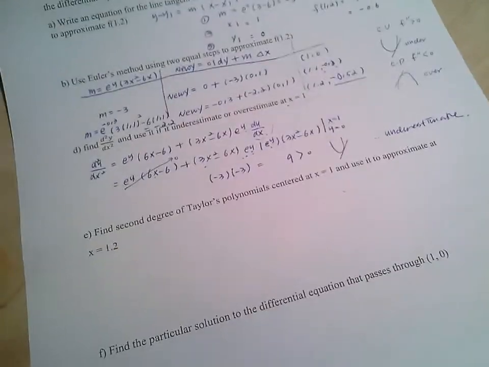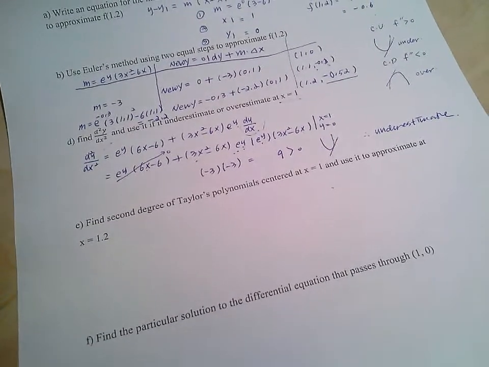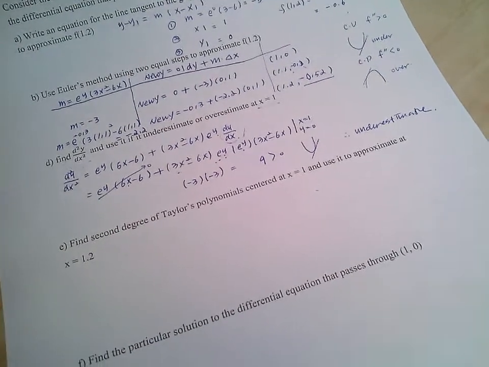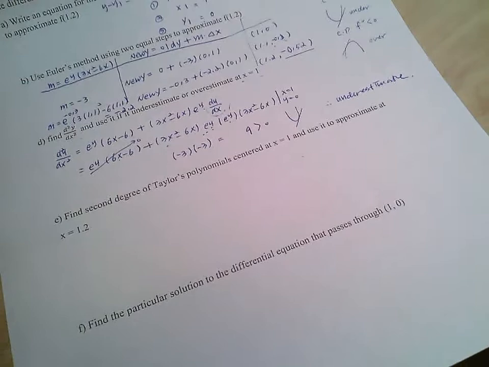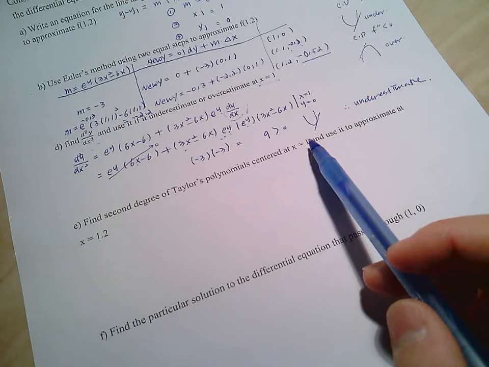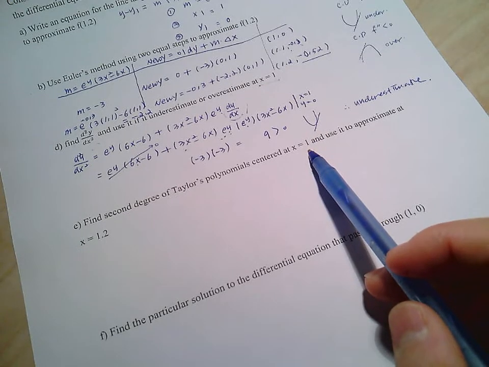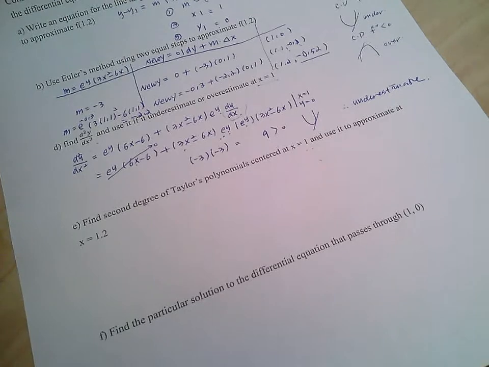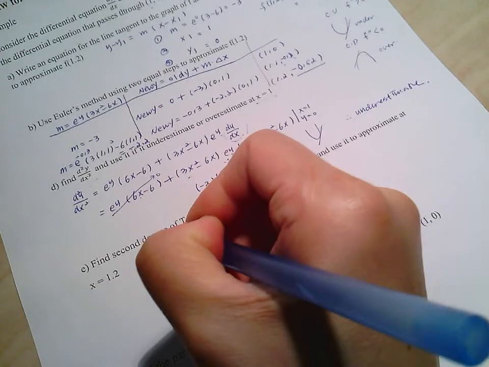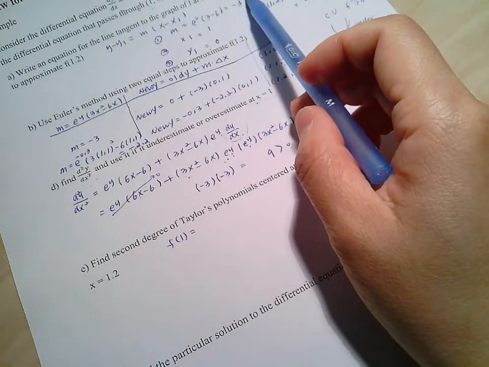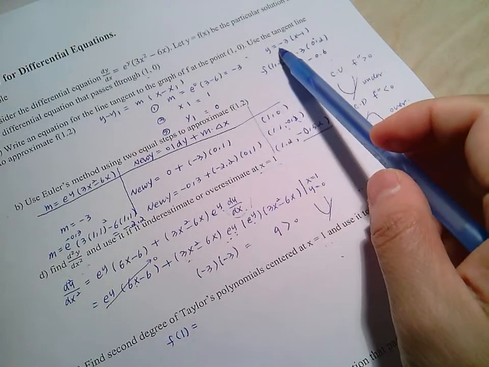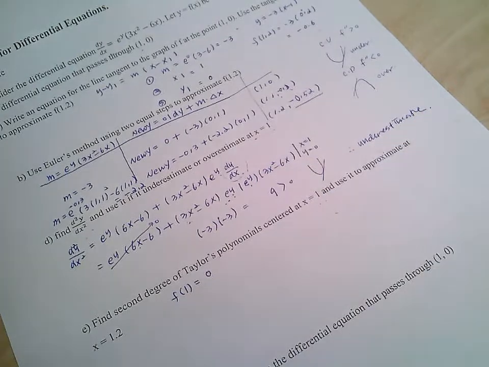All right. So now find the second degree Taylor polynomial centered at x equals 1. Use it to approximate at x equals 1.2. When you find the Taylor or Maclaurin polynomial, we need a center, right? Which means that we need f of 1, f prime of 1, and f second prime of 1. Okay, so now f of 1, we already got that from the top. It says 1, 0 for f of x. So f of 1 is 0.